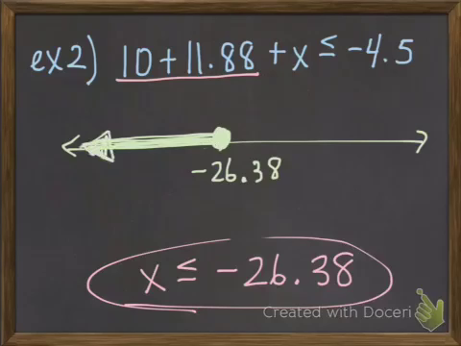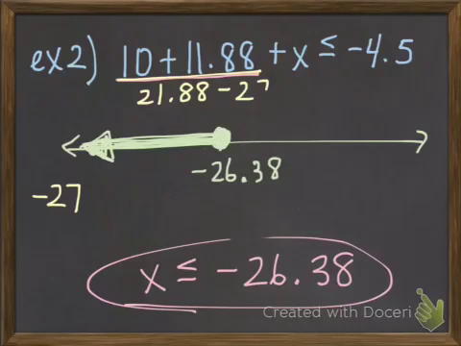Okay, now in order to check, let's pick a number, any number. I'll pick 27. It doesn't have to be a decimal, it has to be anything that's less than that. So I'm going to pick negative 27. So I'm coming back up here to my problem. I know that this simplified equals 21 and 88 hundredths, but I'm going to add in the negative 27. So plus negative 27 or minus 27 is less than or equal to negative 4.5.